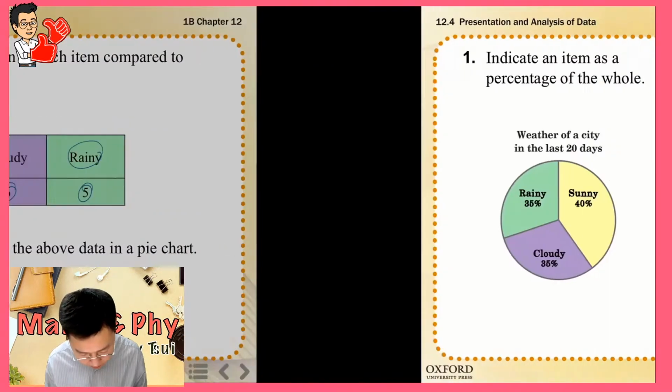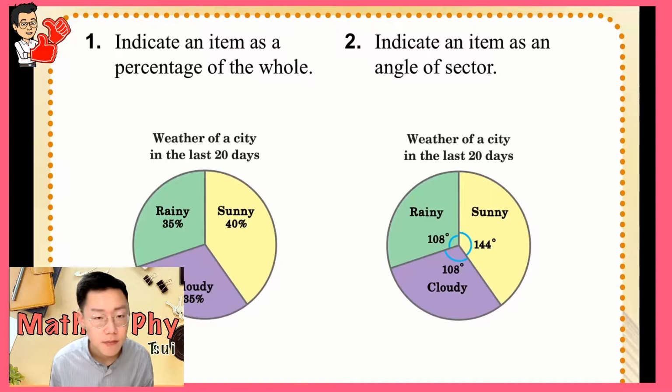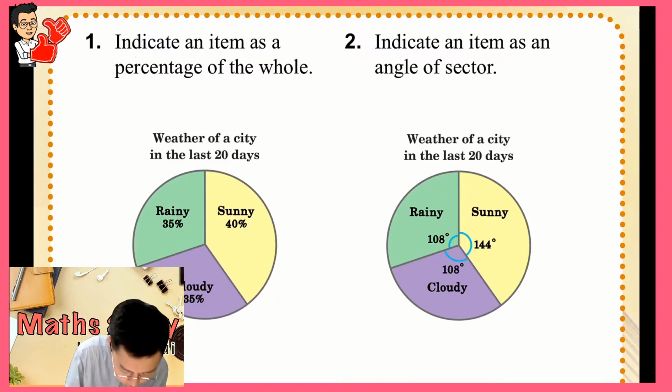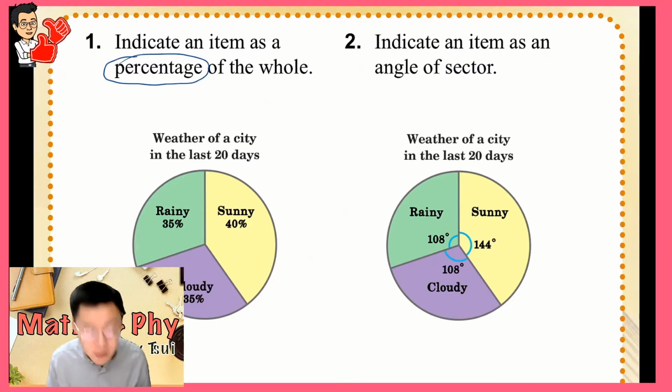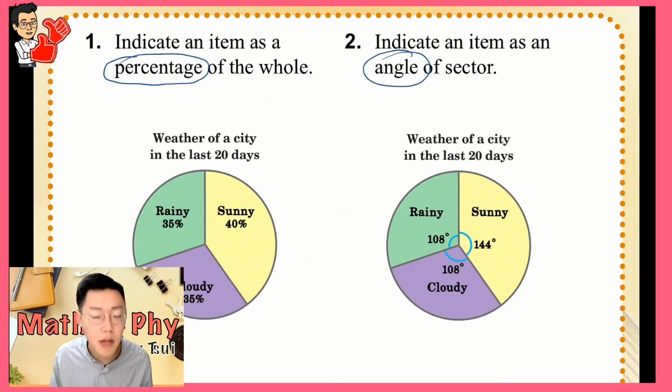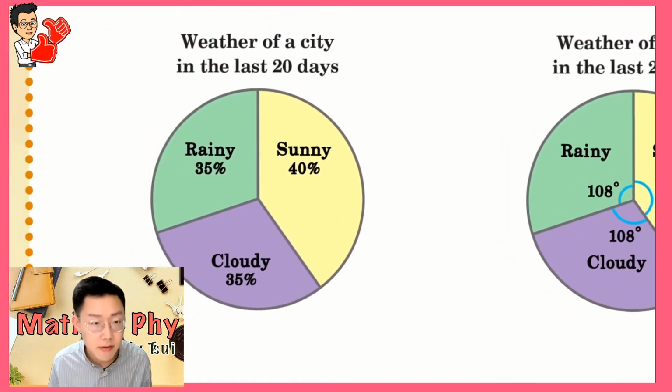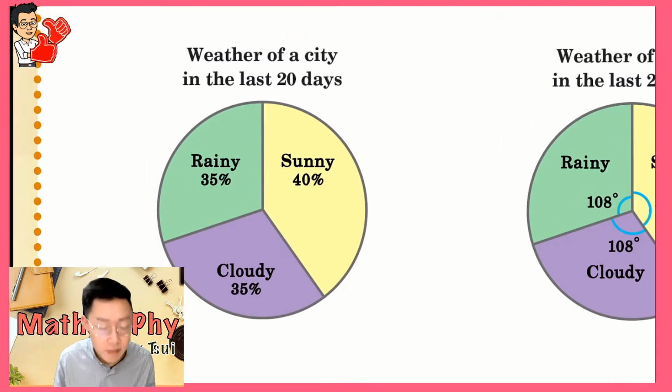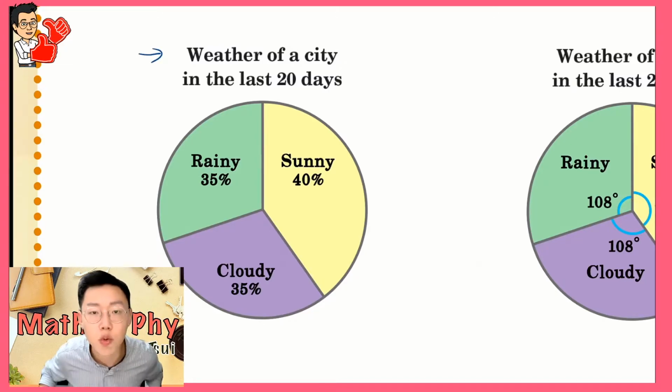Here you can see there are two methods. For the left hand side, this one indicates each item as a percentage of the whole. For the right hand side, we use the angle to represent different items. I will teach you the left hand side first. First of all, please write down the title: the weather of a city in the last 20 days.